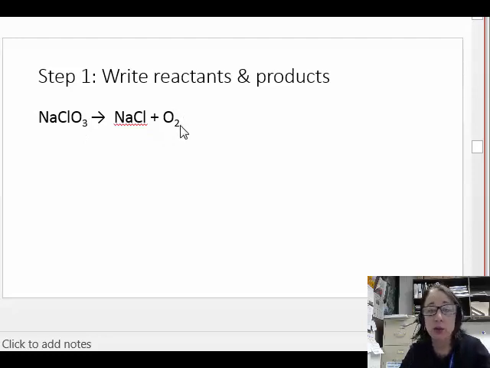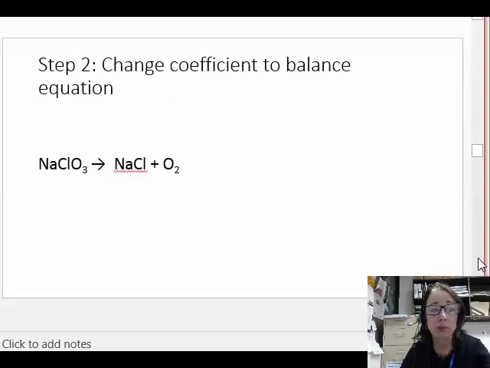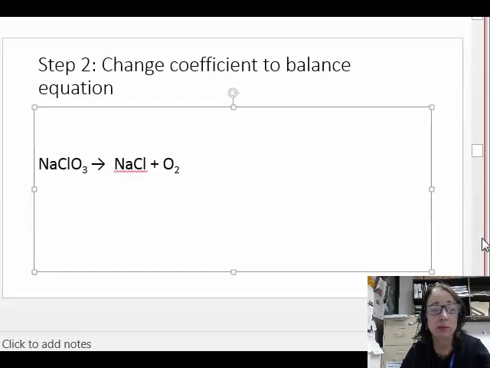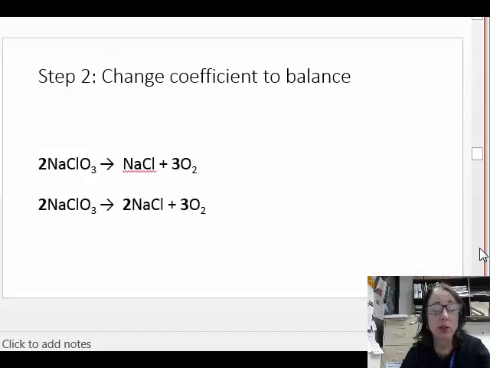Since neither number is a factor of the other, we need to find the least common multiple of 2 and 3, which is 6. I need to get 6 oxygen atoms on each side of the arrow. To do this, I place a coefficient of 3 in front of the chemical formula for oxygen. There are now 3 times 2, or 6 oxygen atoms on the product side. I place a coefficient of 2 in front of the chemical formula for sodium chlorate, and now have 2 times 3, or 6 oxygen atoms on the reactant side.